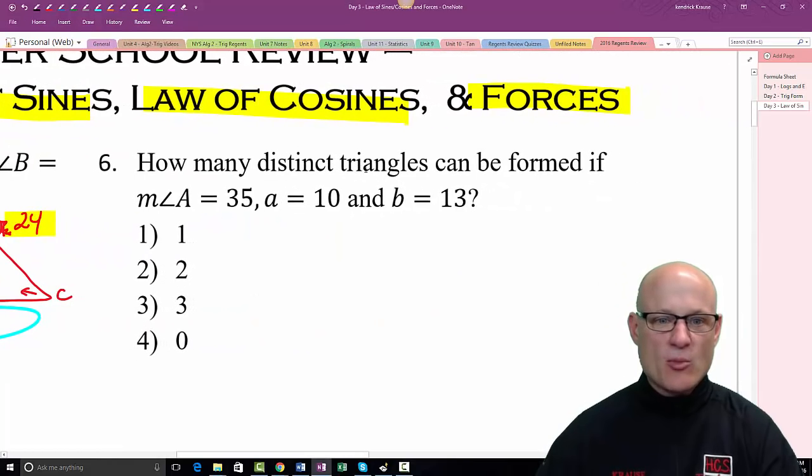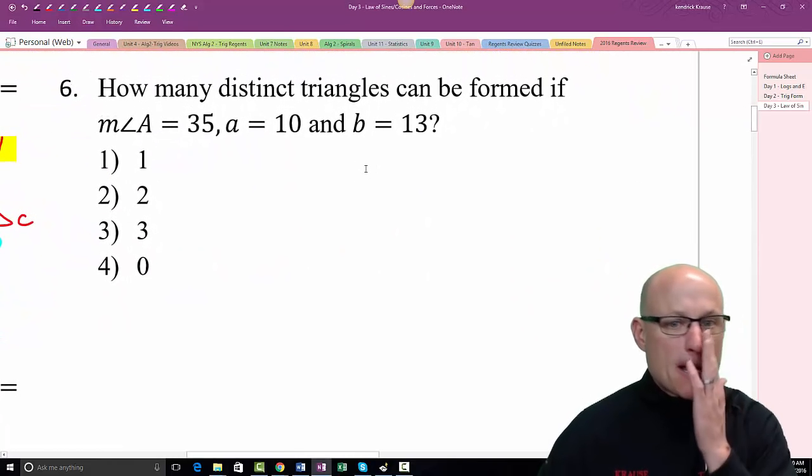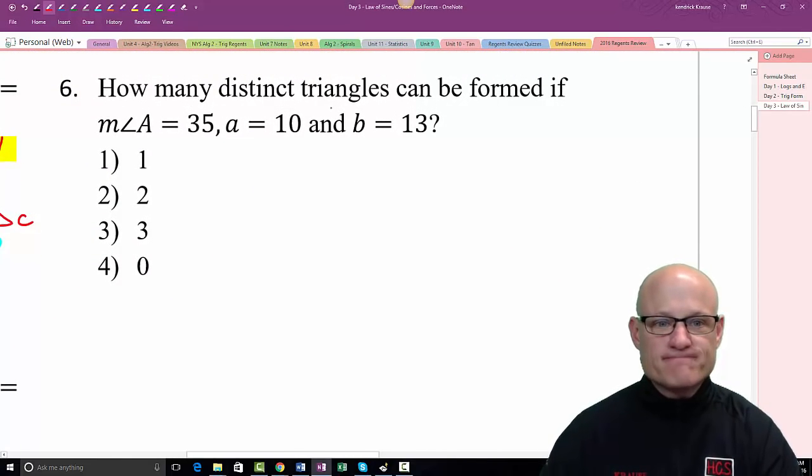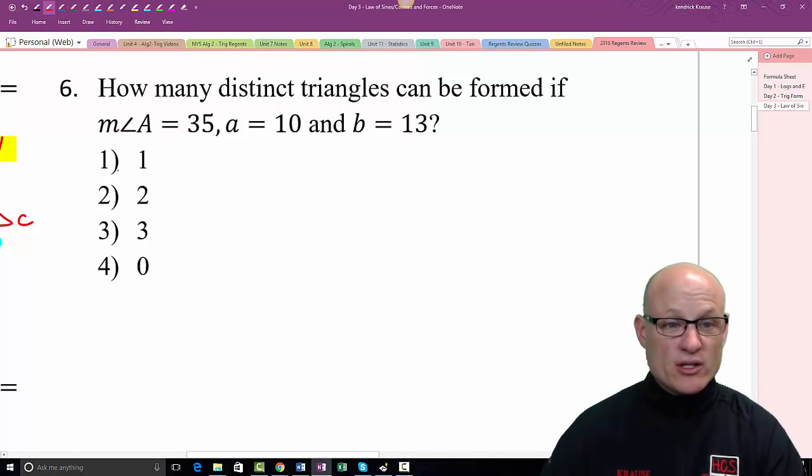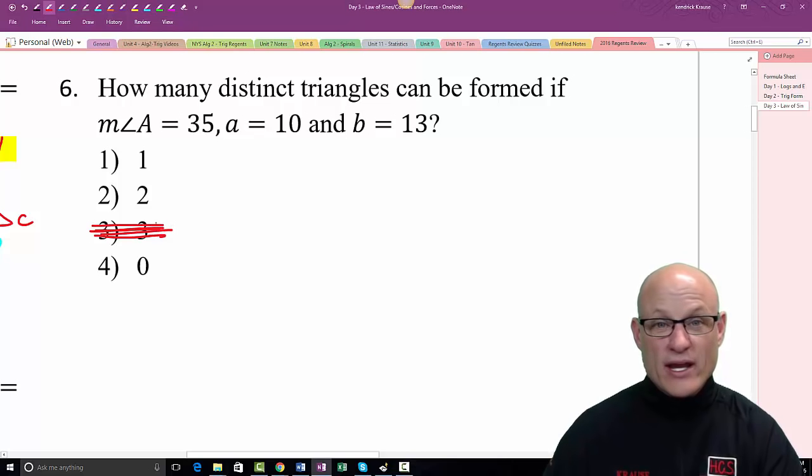All right, so the how many triangles question. How many triangles can be formed? So let me just tell you, the answer is always going to be 1, 2, or 0. It cannot be 3. You can't make 3 triangles. There's no way you get 3 possible answers.